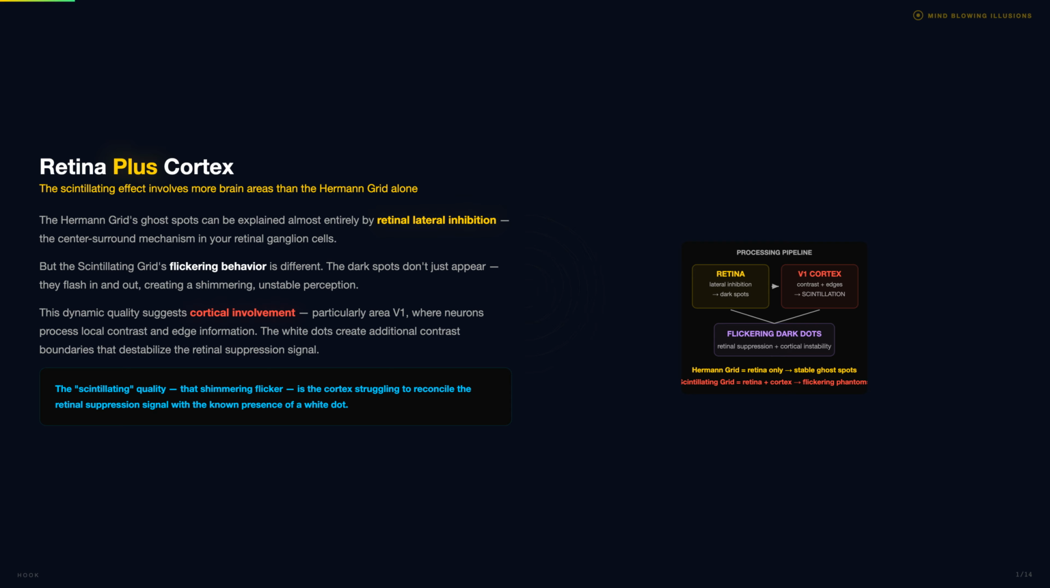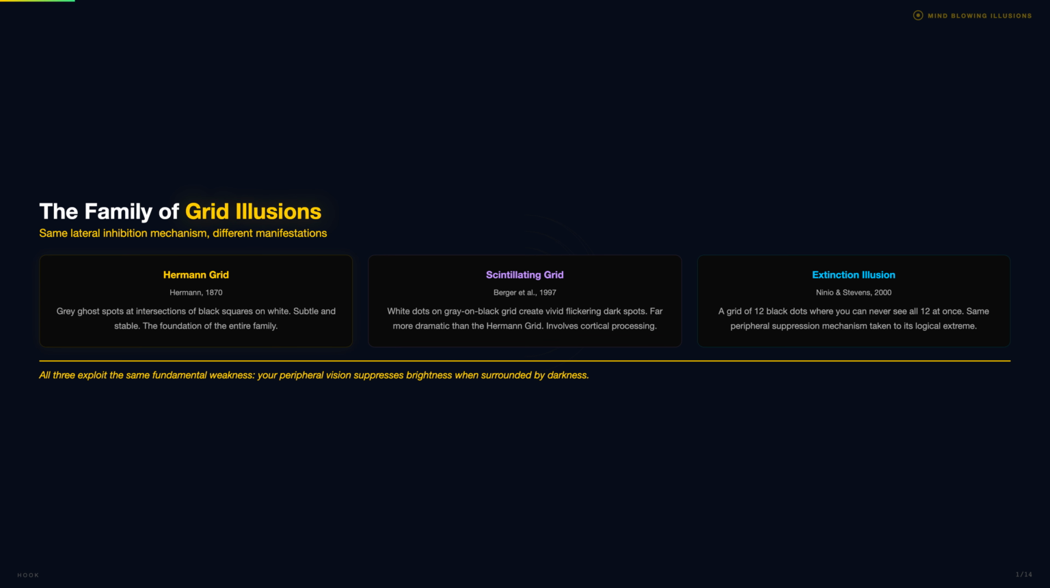This dynamic quality suggests cortical involvement, particularly area V1, where neurons process local contrast and edge information. The white dots create additional contrast boundaries that destabilize the retinal suppression signal. The scintillating quality, that shimmering flicker, is the cortex struggling to reconcile the retinal suppression with the known presence of a white dot. The scintillating grid belongs to a family of grid illusions.